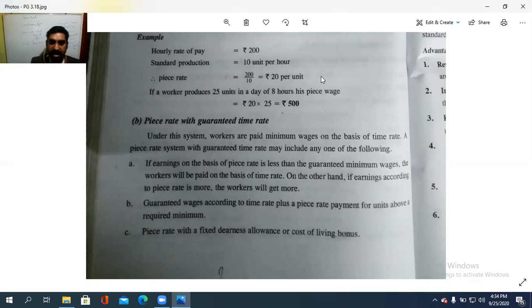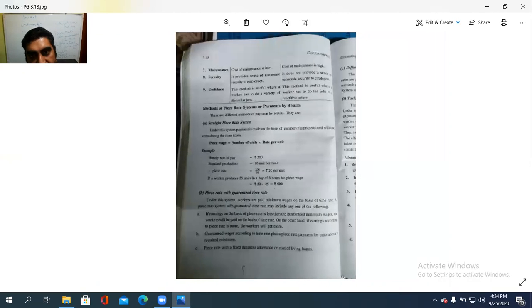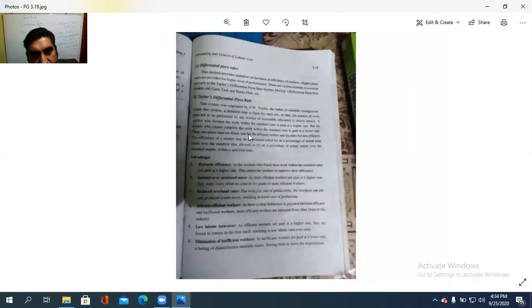Then guaranteed wages according to the time rate plus a piece rate payment for units above a required minimum is there, and also piece rate with a fixed dearness allowance or cost of living bonus is there. So with that we will check the problem. There is no problem for this. And the third is the straight piece rate system.